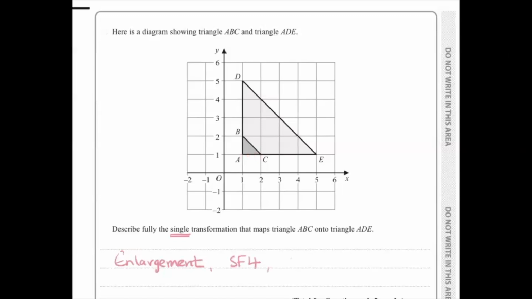Now, the next thing we have to write down to get full marks is the center of enlargement. Because these are on top of each other and they share this corner, it means that this corner here is the center of enlargement. So we have got 1, 1 to finish that off. It's 2 marks, so you need to get all of that for those 2 marks. To get 1, you would need to write down 2 of the 3 things. So enlargement, scale factor 4, that would have got you 1 mark.